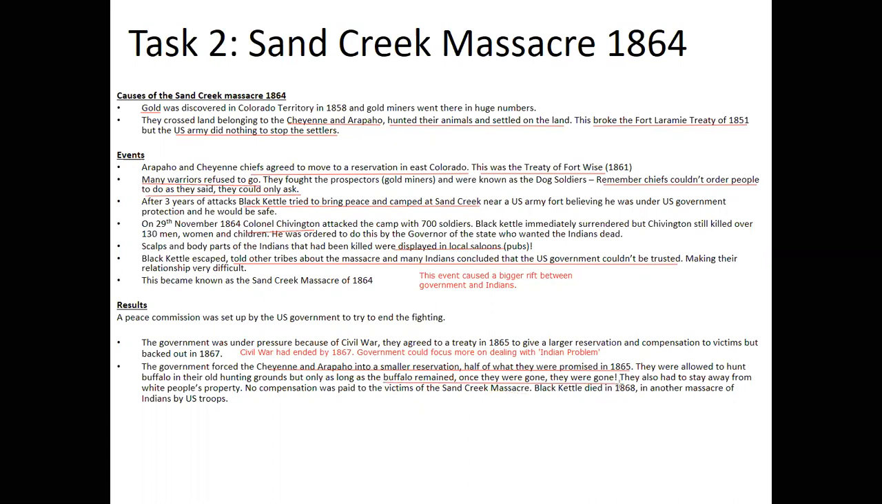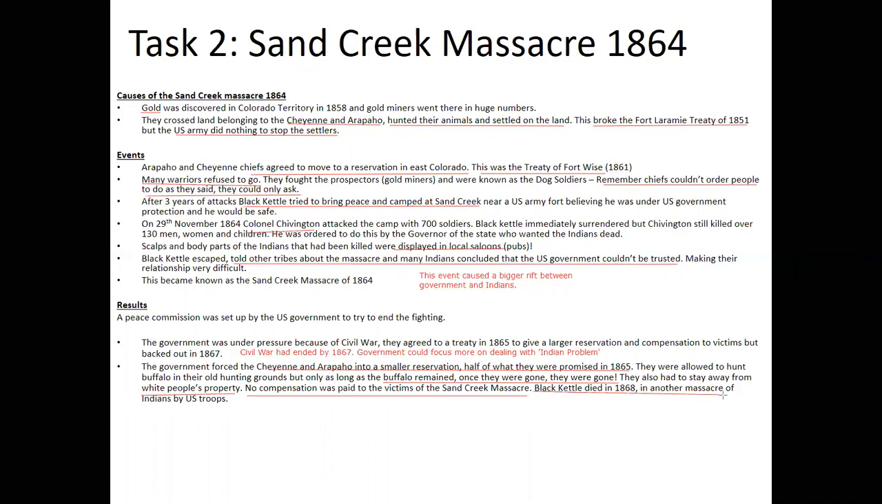Why is that going to be problematic? Well, that's their main source of food, which means they become more reliant on the government in the long run. This was a long-term game for the government. It was all about making the Native Americans abide by their rules. Under this enforced agreement by 1867, they also had to agree to stay away from white people's property. No compensation was paid to the victims of Sand Creek Massacre.